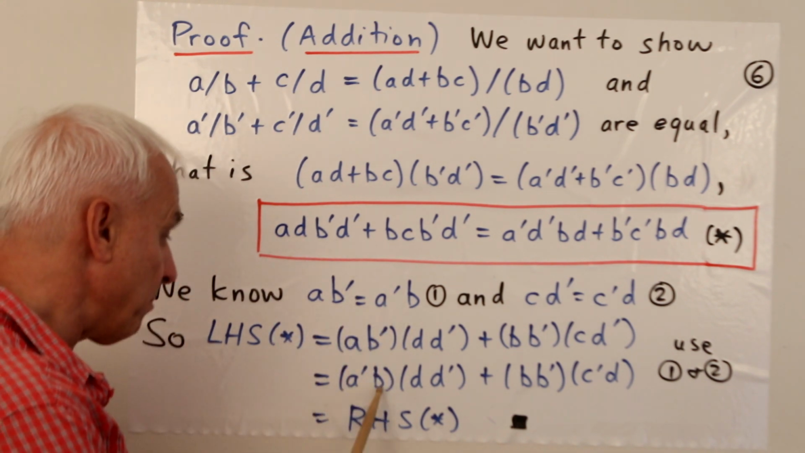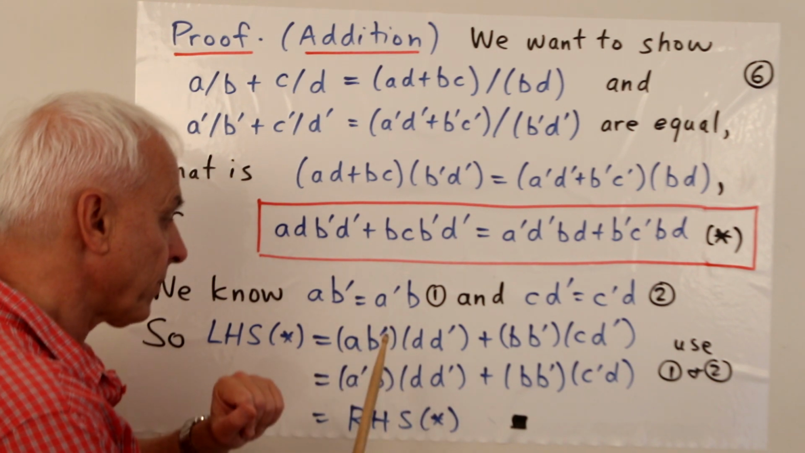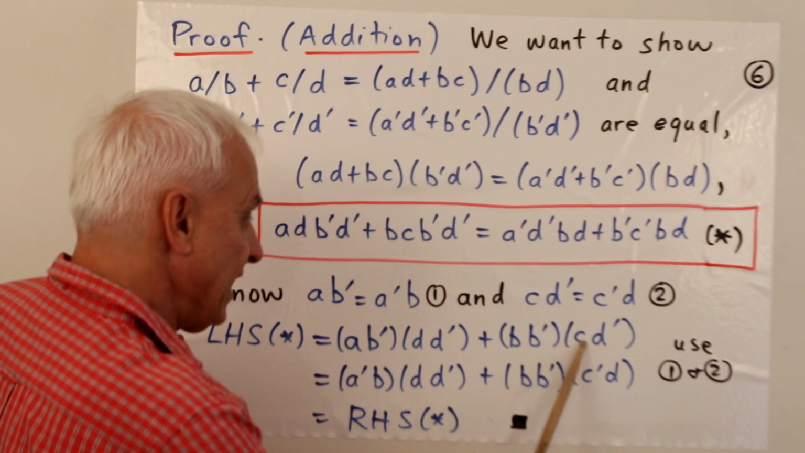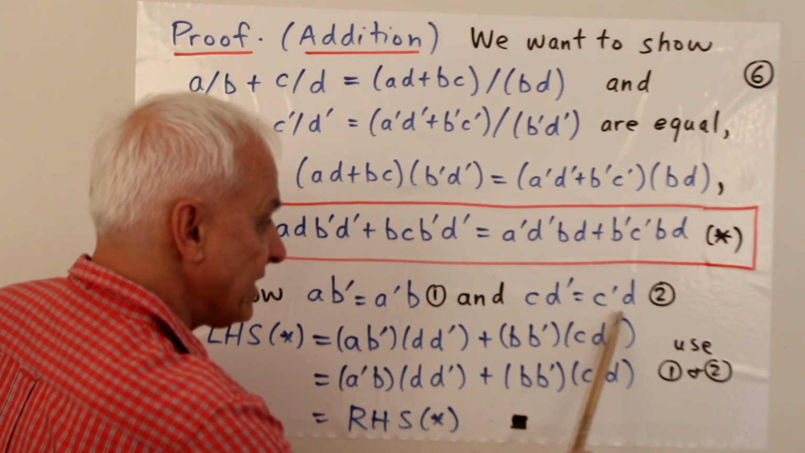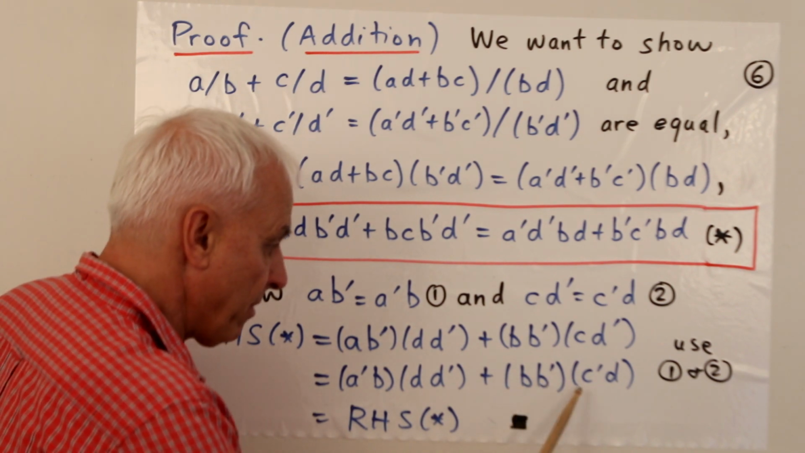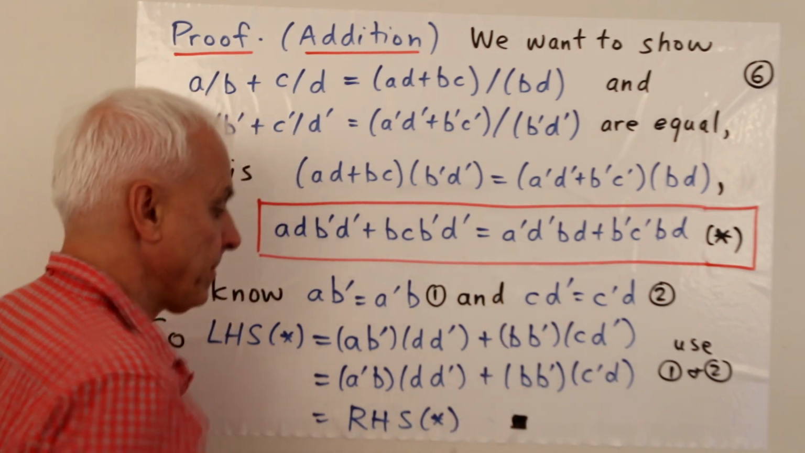And now we can replace this A, B prime with A prime B from condition 1. So we get A prime B times D, D prime. And we can replace the C D prime over here with C prime D using condition 2, which gives us B prime times C prime D.